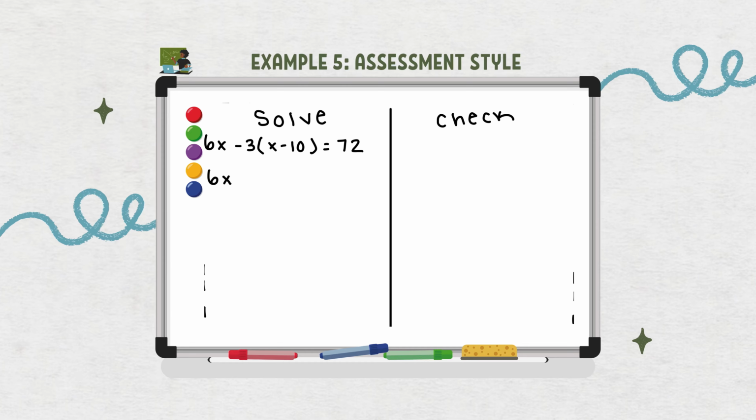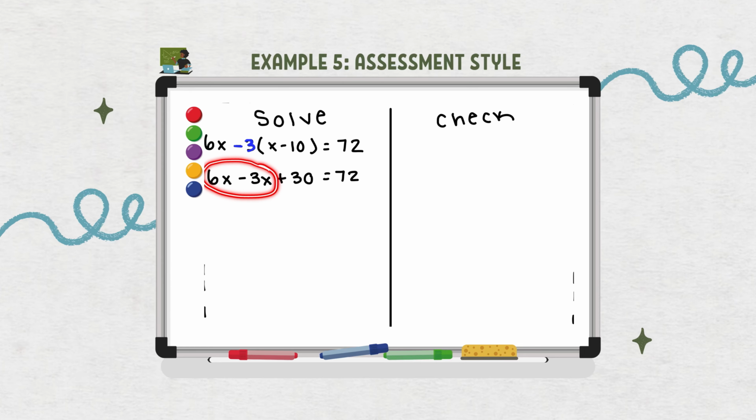6x is a standalone term, so we're going to leave 6x as 6x. I'm going to color code negative 3 so you see that's what we're multiplying by. So we're going to distribute negative 3 to everything inside of the parentheses. Negative 3 times x is going to be negative 3x. And then negative 3 times a negative 10 is going to be a positive 30. And then we're going to equal it to 72. One step at a time, okay?